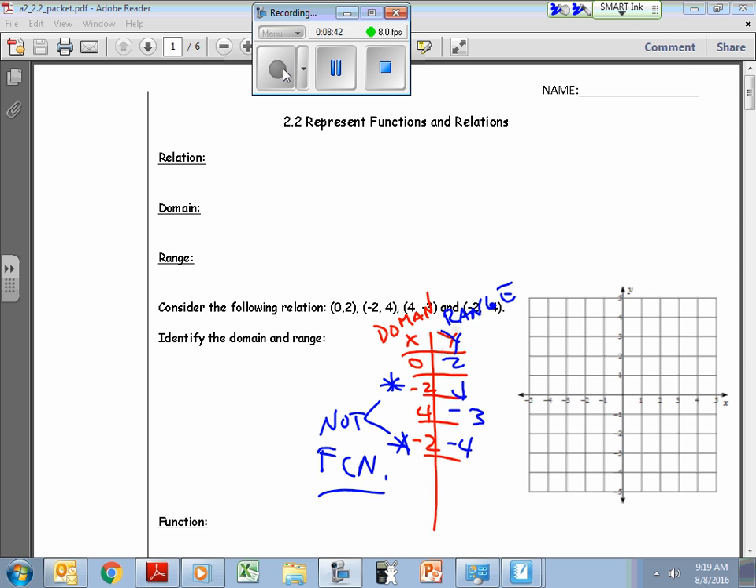Put in the dot 0, 2. Where are you? 0, 2. I see you. Switching to green. Where are you? -2, 4, -2, 4.